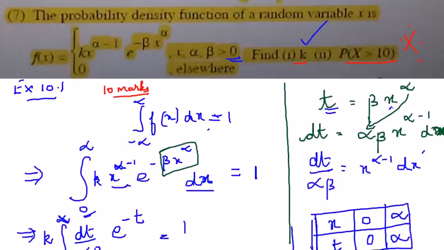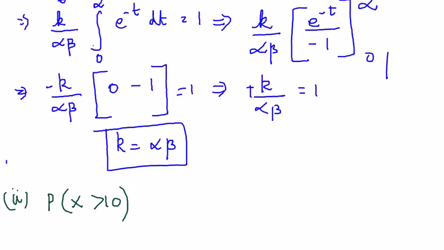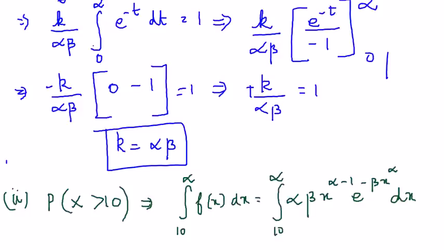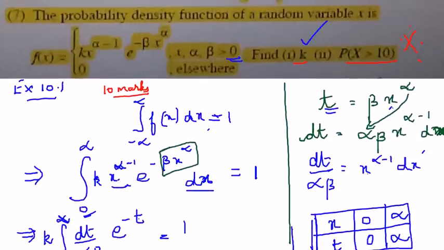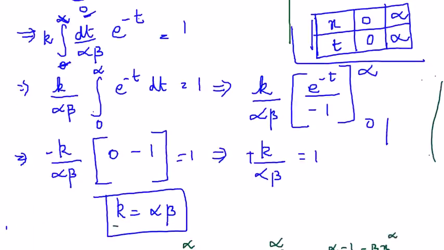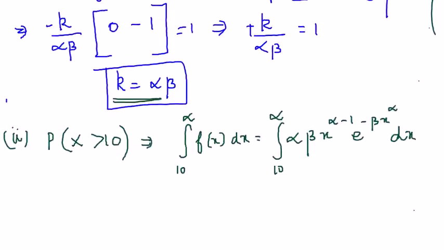The first part of the sum was to find k. It is done. The second part is to find the probability for x greater than 10. So the probability when x is greater than 10 can be written as the integral from 10 to infinity, because x is greater than 10, of f of x dx, where f of x is the same as given in the sum here, but we have replaced k with the alpha beta that we just found out over here, right?